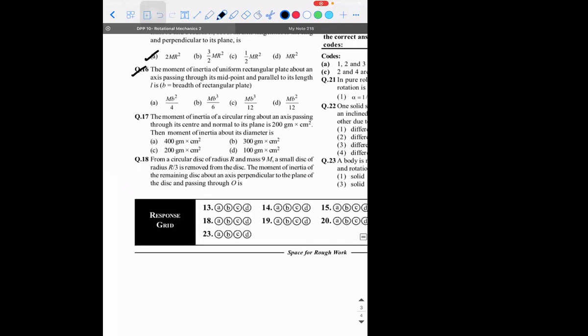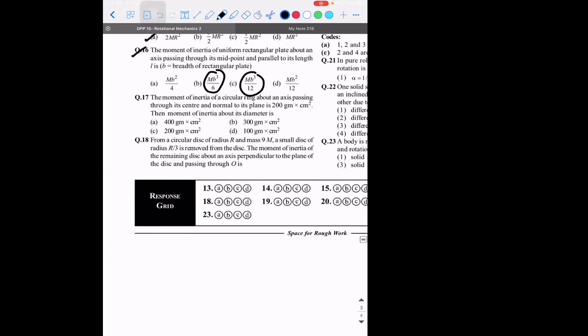The moment of inertia of a uniform rectangular plate about an axis passing through its midpoint and parallel to its length L is... By default, if at all you want to guess certain things, you can eliminate B and C. Why? B has b cube, C has l cube. So they're dimensionally wrong in the first place, right? So it should either be mb square by 4 or mb square by 12. What is the answer? You can make a note of it.